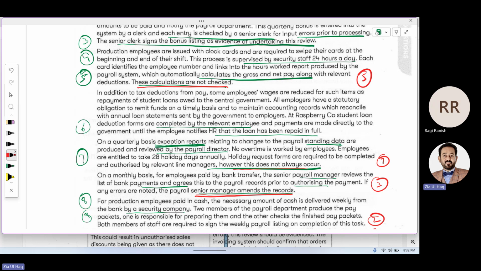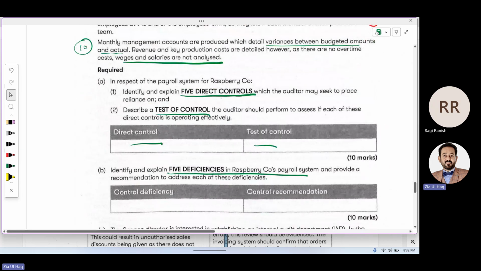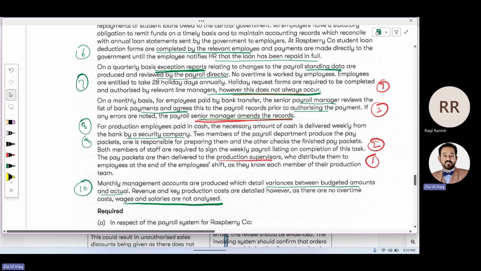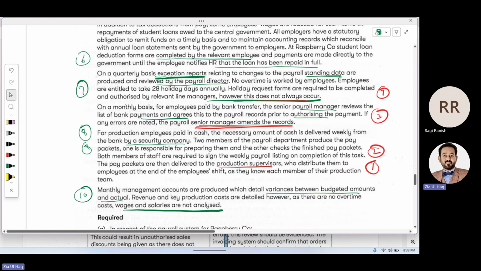And we need to identify 5 weaknesses only. In this question, identification of weaknesses is a little bit complicated. Because for weaknesses, you have to read the whole scenario again, because you cannot work on 2 requirements while reading the scenario. You have to focus on 1 requirement, either controls or weaknesses. For weaknesses, you have to read the whole scenario again, or if there is any obvious straightforward weakness mentioned, you can mark it while covering part A.